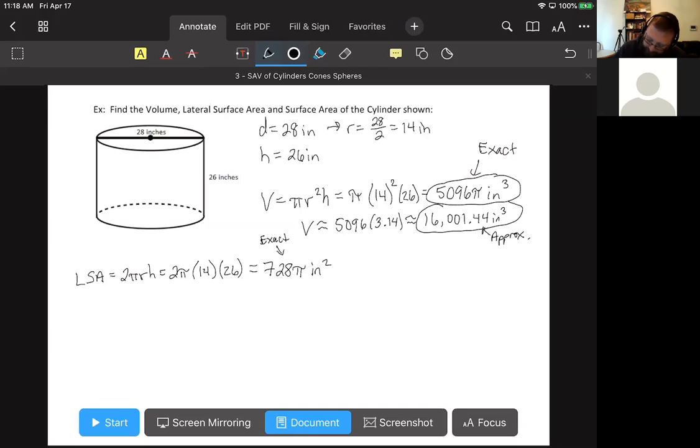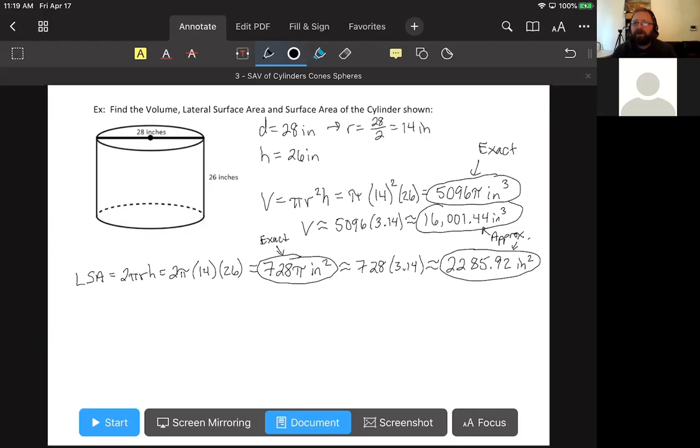And then if we plug in pi, or 3.14, and feed that to our calculator, we get an approximated lateral surface area of 2,285.92 square inches. So again, I'm going to be looking for both the exact answer and the approximate answer for lateral surface area.